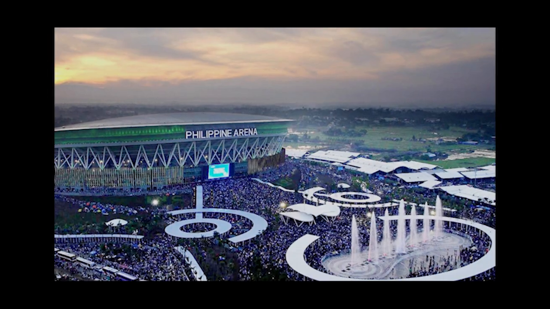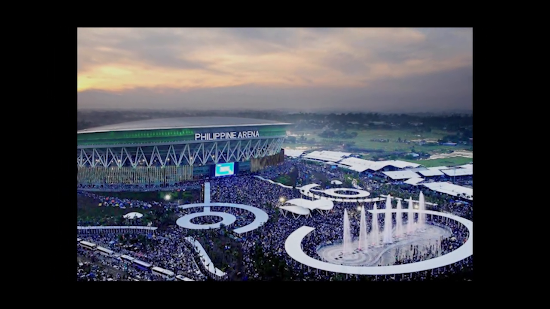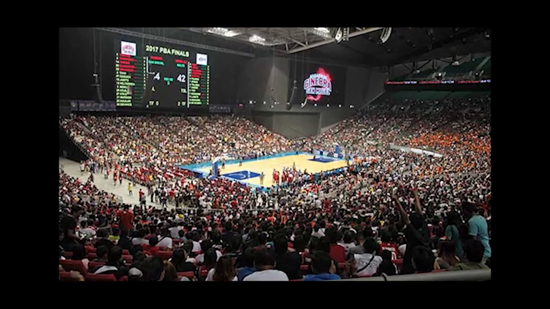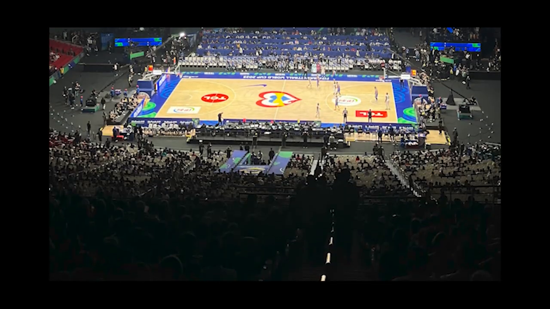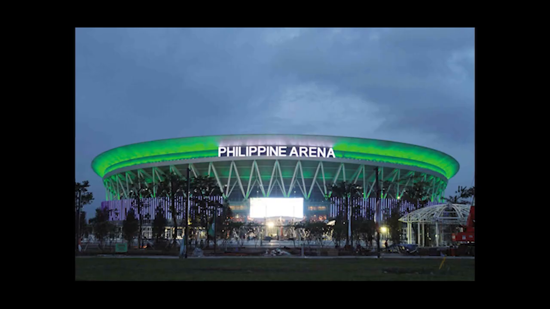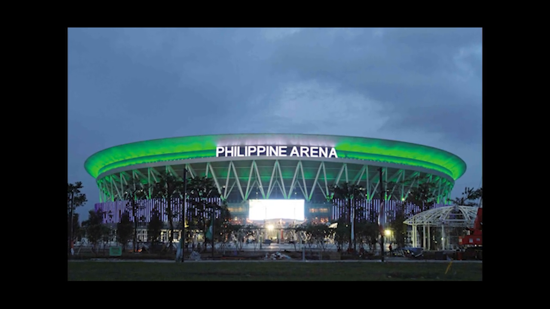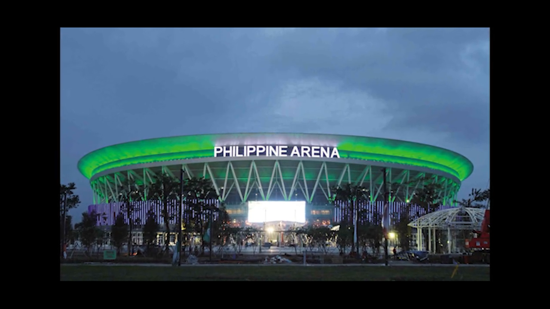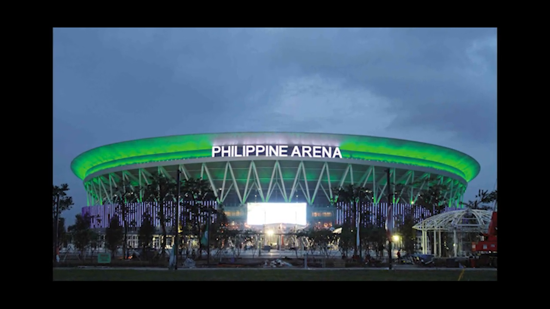Now, let us move to the structural wonders, starting with the Philippine Arena. The Philippine Arena is known for its large span dome structure and column-free interior. This means the inside space can hold a large number of people without many columns blocking the view. Its structural system uses a large steel space frame roof supported by concrete and steel elements.